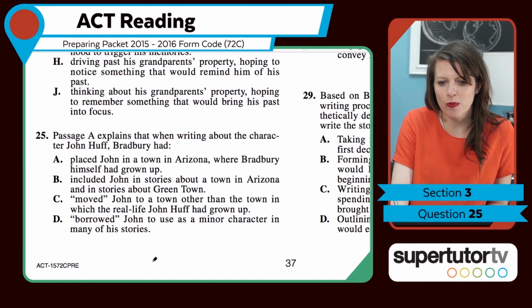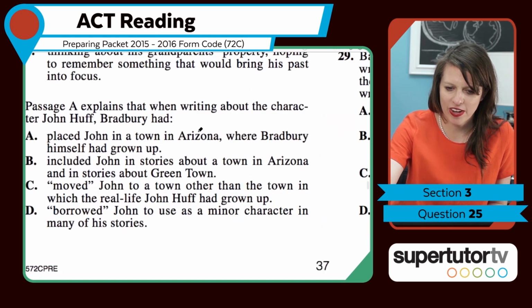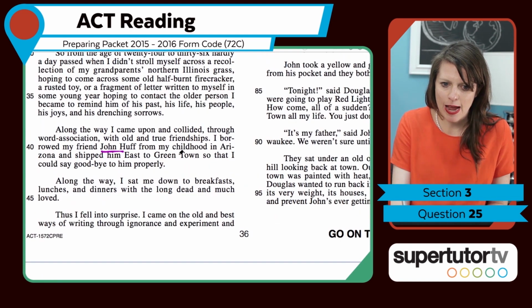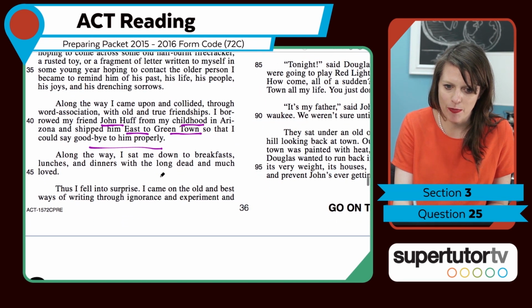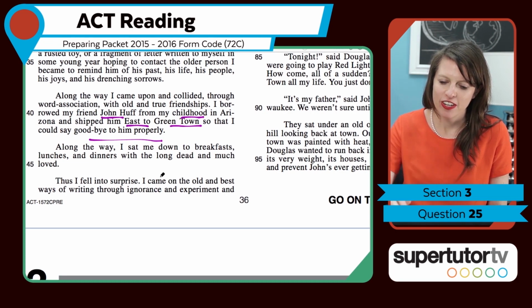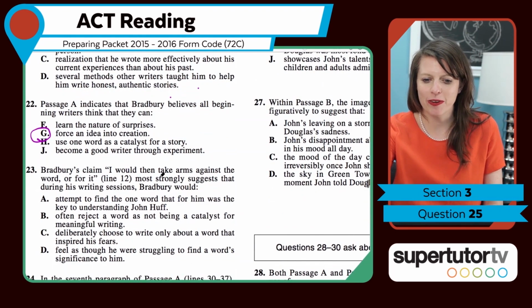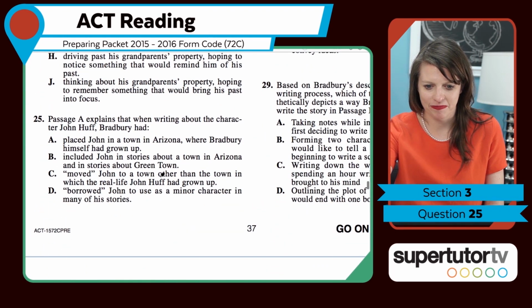Passage A explains, when writing about character John Huff, what did Bradbury have? So we've got to look up what he's doing with John Huff. "I borrowed my friend John Huff from childhood in Arizona and shipped him east to Greentown so I could say goodbye to him properly." So what he does, he takes John Huff from childhood, he ships him east to Greentown. So John is actually from Arizona, but in the story, John is in Greentown, right?